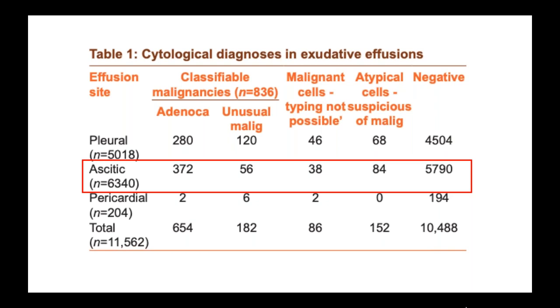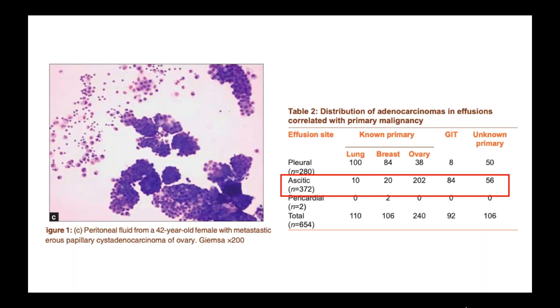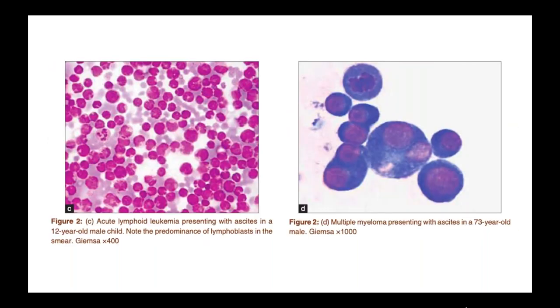These are some of the photos of the unusual malignancies they found, like acute lymphoid leukemia cells. And this is not a blood picture, this is an ascitic fluid picture. The image is full of lymphoblasts. It looks almost like a blood picture. Then they found multiple myeloma in the ascitic fluid. See, these are plasma cells, the deep blue cytoplasm. These are plasma blasts, which we normally have to do a bone marrow to see. Here they could find it in the ascitic fluid.